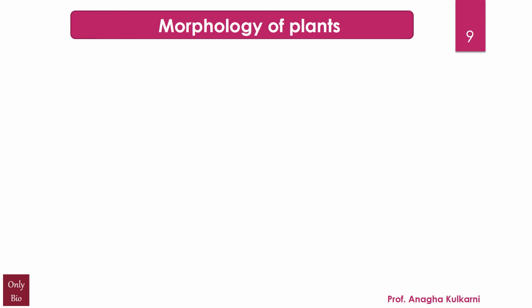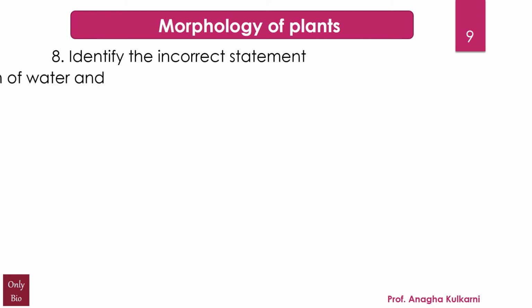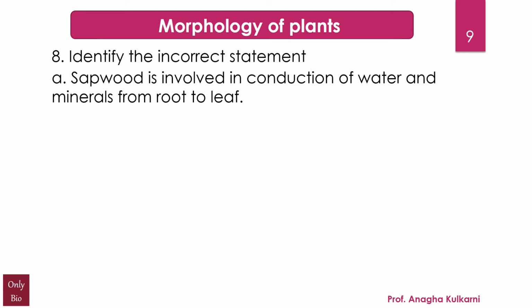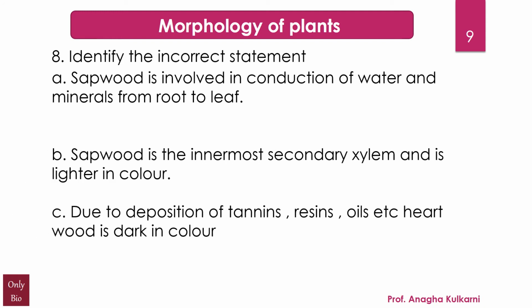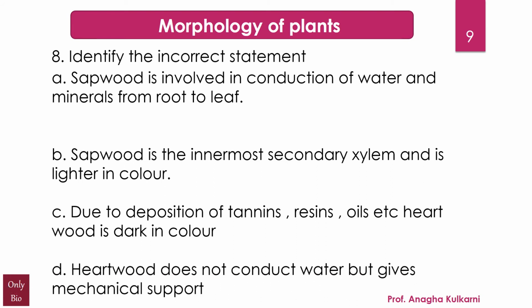The next question relates to the chapter morphology of plants, and the question is, identify the incorrect statement. The options given are: A. Sapwood is involved in conduction of water and minerals from the root to the leaf. B. Sapwood is the innermost secondary xylem and is lighter in color. C. Due to deposition of tannins, resins, oils, etc., heartwood is dark in color. D. Heartwood does not conduct water but gives mechanical support.